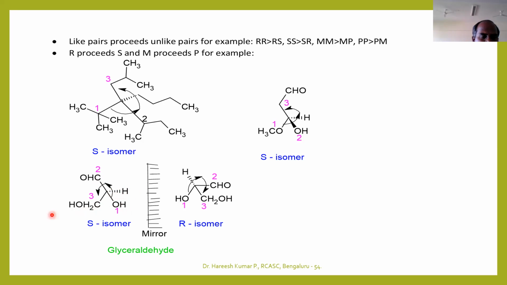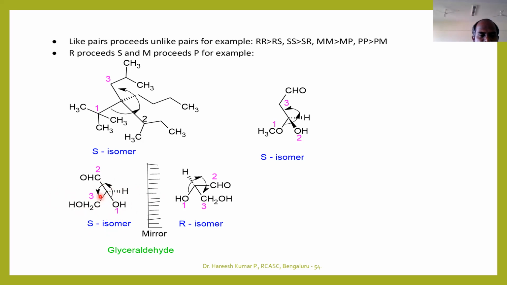Because hydrogen is away from the observer, you have to observe or look from this side. When you are observing from here, the priority moves from 1 to 2, 2 to 3. That means it is in an anti-clockwise direction. So since it is in an anti-clockwise direction, it is S configuration.